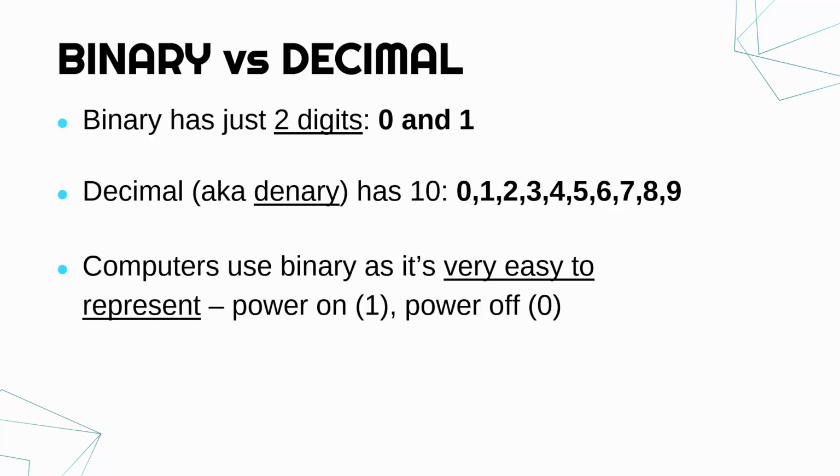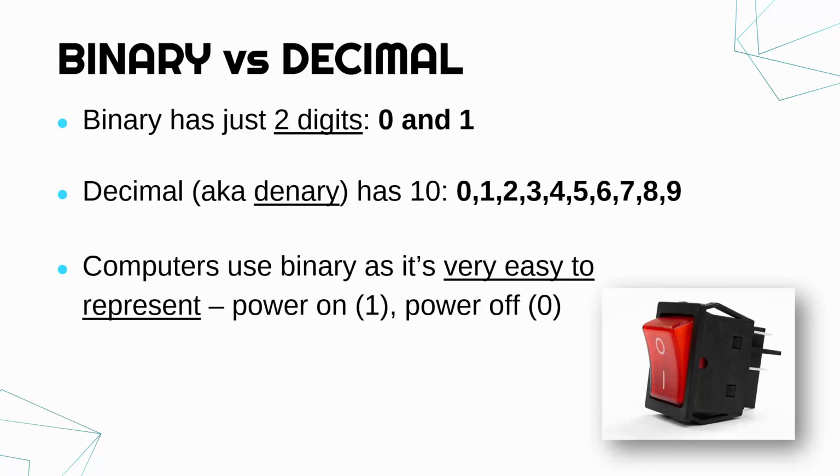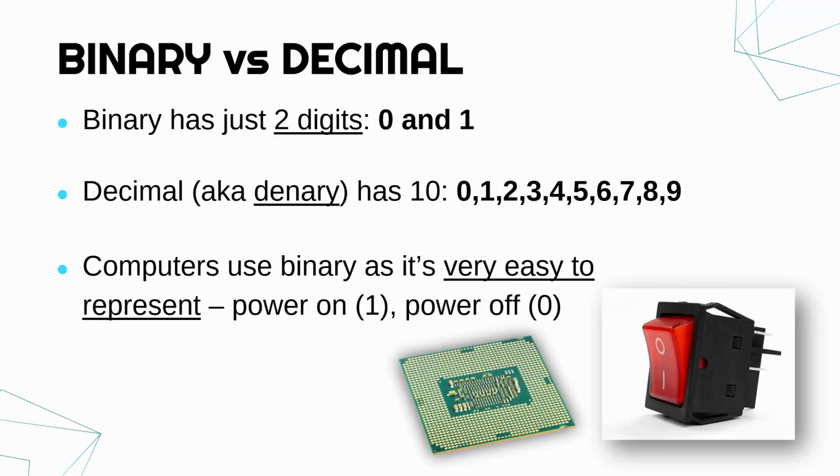Specifically, in a computer, it's very simple to represent because power being on could represent one, power being off could represent zero. So something like a switch is a way you can represent binary really easily. Either the switch is on or the switch is off. It's very easy to read what is going on. And that's effectively how computers are able to use binary to store data, to process data.